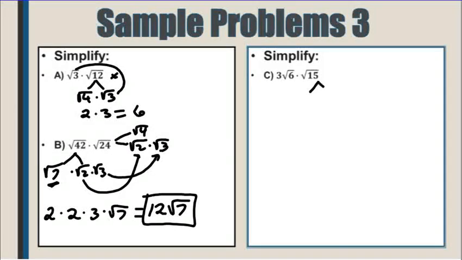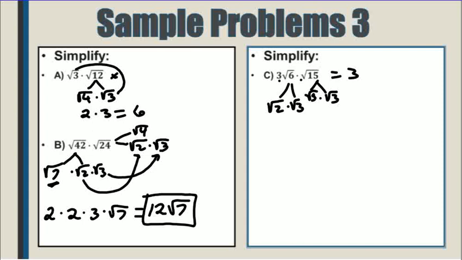Next one, I'm going to multiply this. Multiply the outside, so 3 times 1 gives us 3, and 6 times 15 gives us a 90. But before I do that, let's break down 6. That's the square root of 2 times the square root of 3, and 15 is the square root of 5 times the square root of 3.